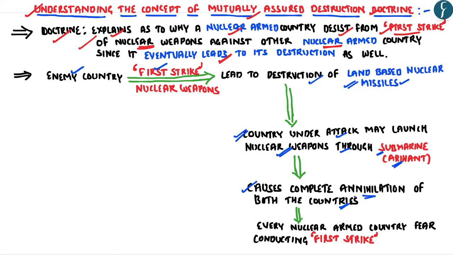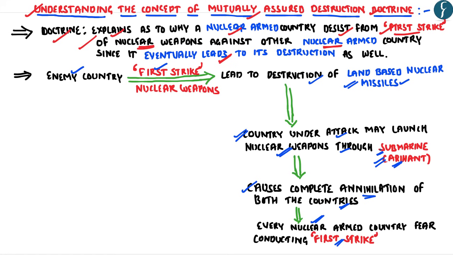So because of the fear of this annihilation or the destruction, both the nuclear armed countries would desist from conducting the first strike of nuclear weapons. So the importance of the nuclear armed submarine such as Arihant can be understood from the fact that the other countries would desist from attacking India.